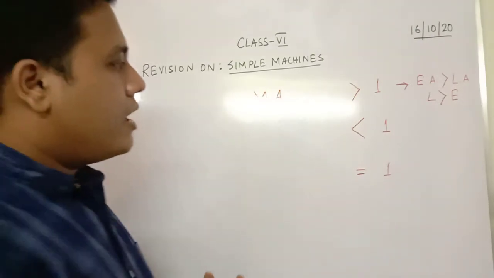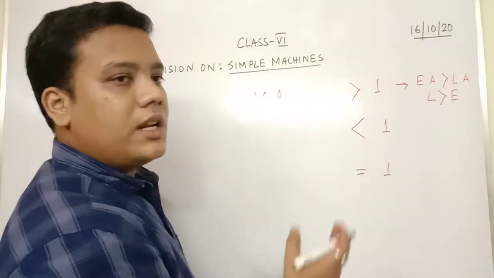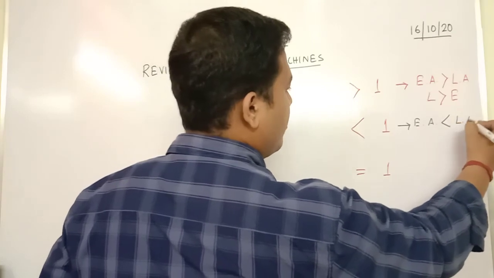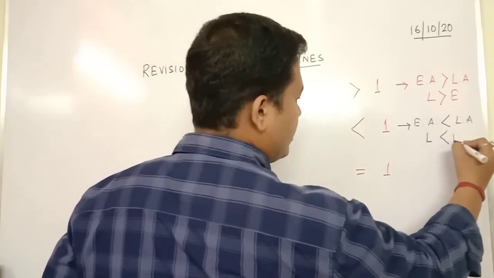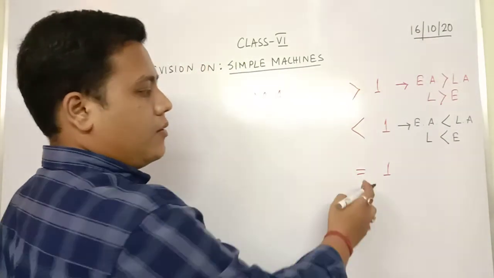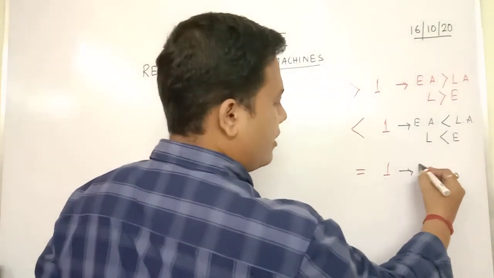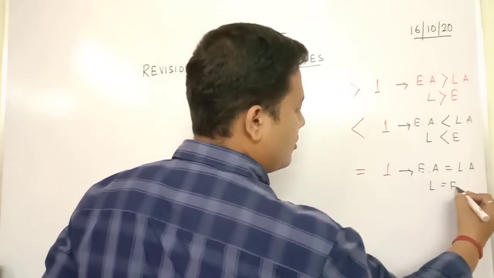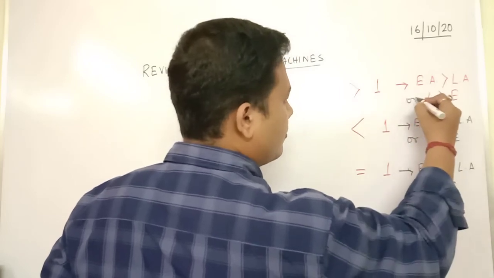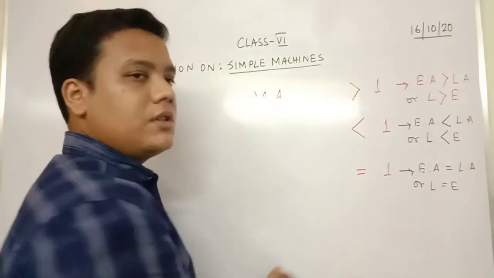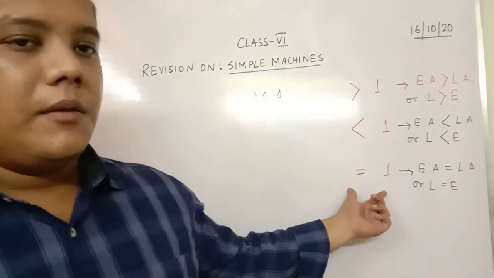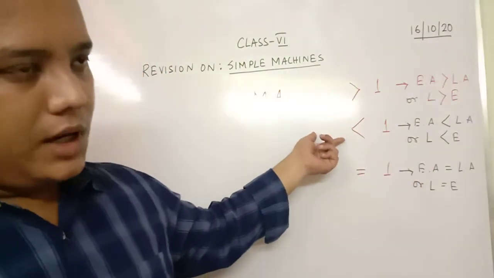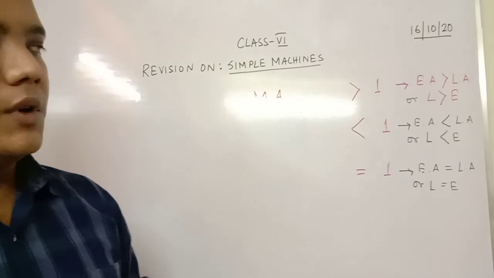Remember it, students. When will you get the value of mechanical advantage less than 1? When effort arm is less than the load arm, or you can say load is less than the effort. And when will you get the value as 1? When effort arm is equal to load arm, or you can say load equals effort. If either of these two cases occurs, we get MA equal to 1. In the other cases, MA will be less than 1 or greater than 1 as explained.